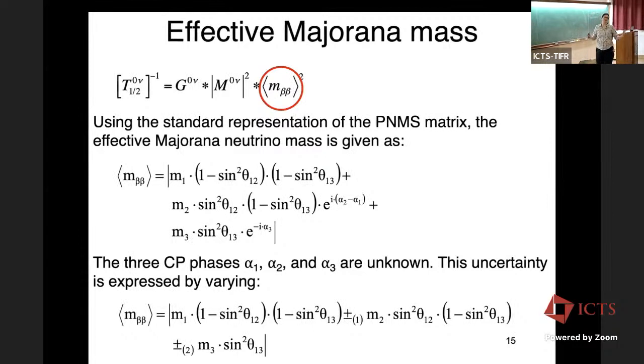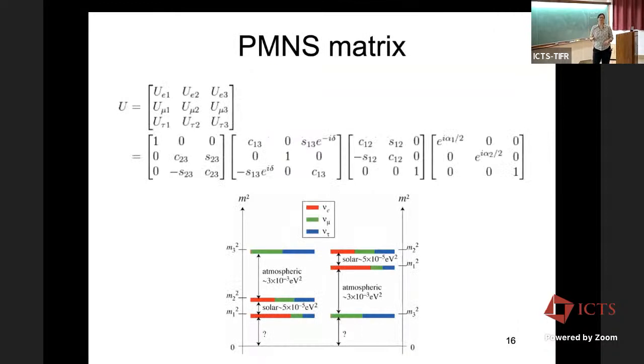Finally, we get to the neutrino physics part. So there's our m beta beta. This is another effective mass parameter. And in this case, this is a coherent sum over the mass states with their mixing. So this is a particular parameterization of the PMNS matrix. And we've just written out what m beta beta is. And we've got 3 CP phases. So let's take a look at the PMNS matrix that we're talking about.